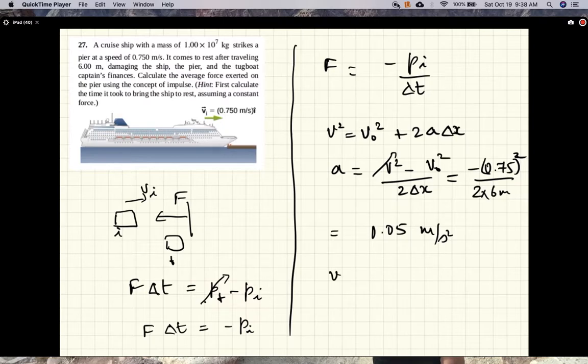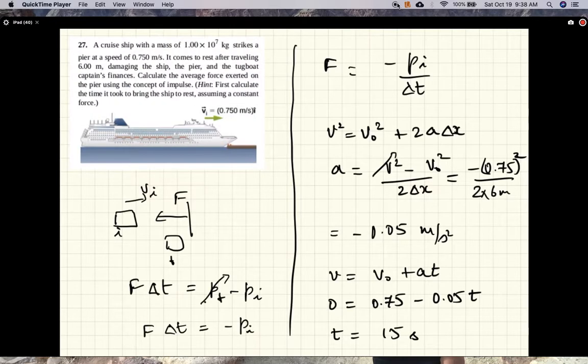And now to calculate the time, final velocity is initial velocity plus acceleration times time. This is 0, this is 0.75, and the acceleration is negative, by the way. Minus 0.05 times t. So this ship is brought to rest in 15 seconds. Okay, now we are ready to calculate the average force, so we'll substitute this in here.